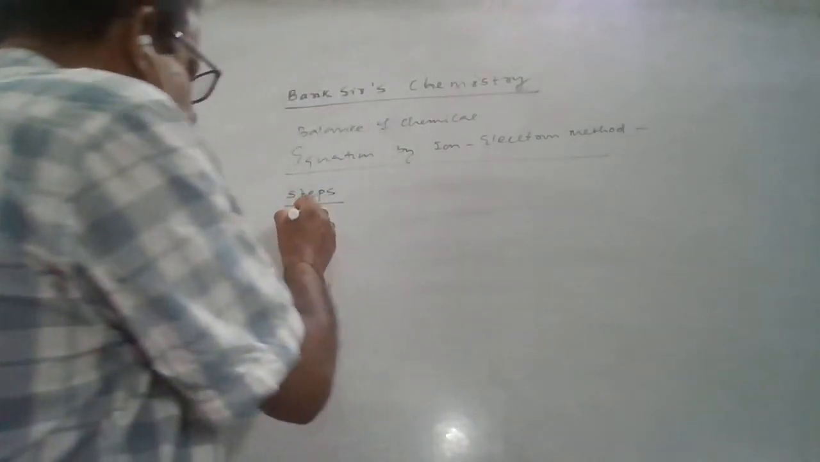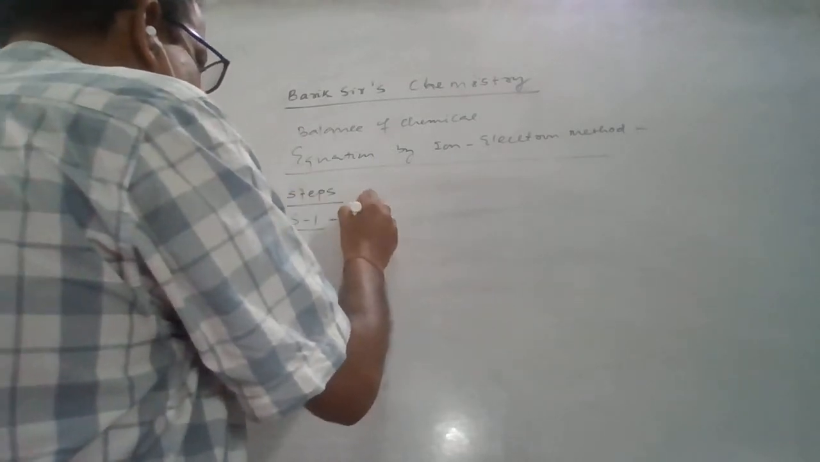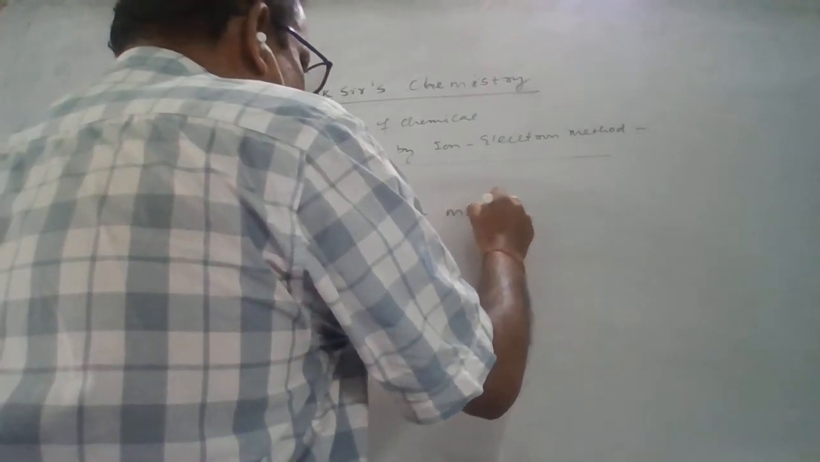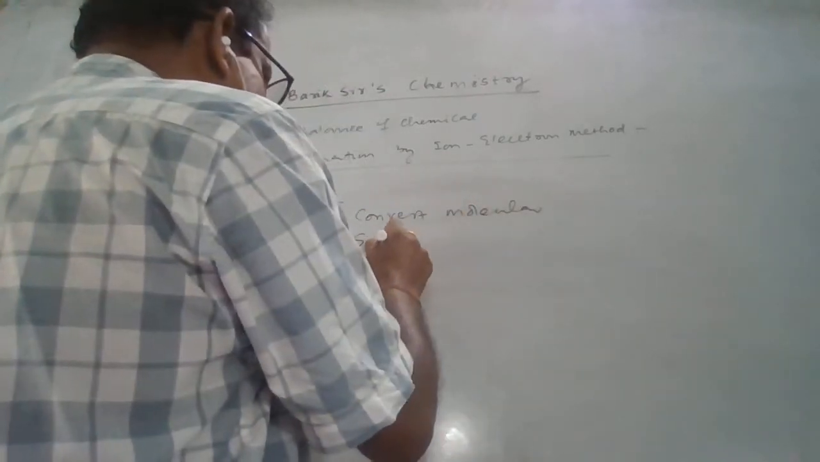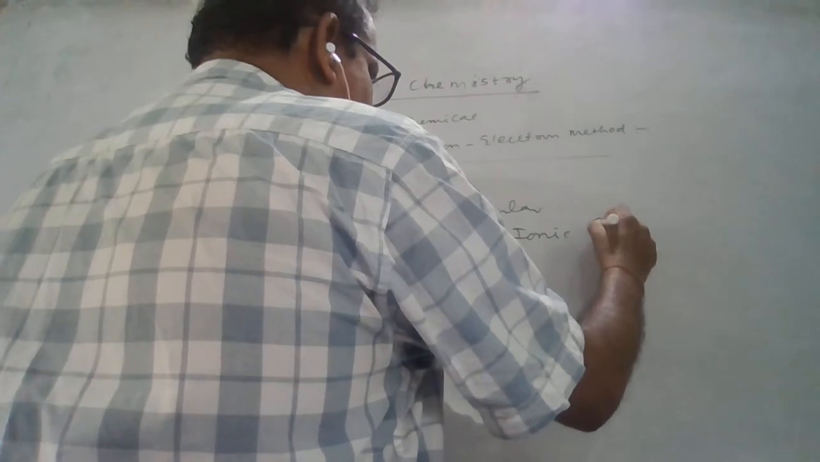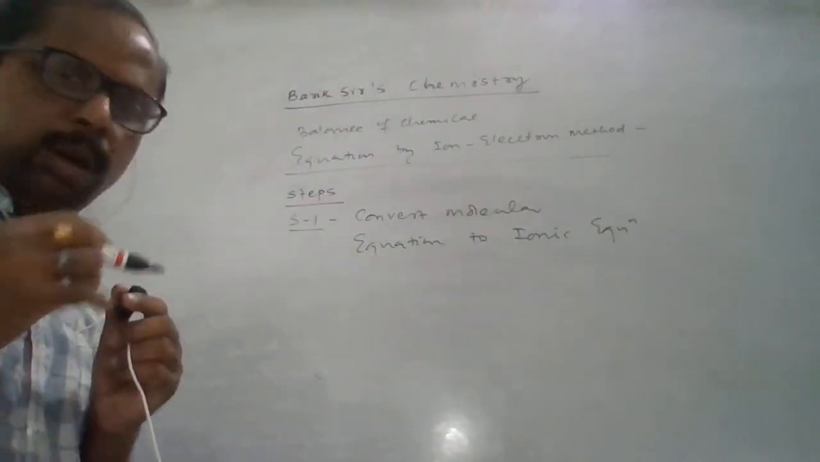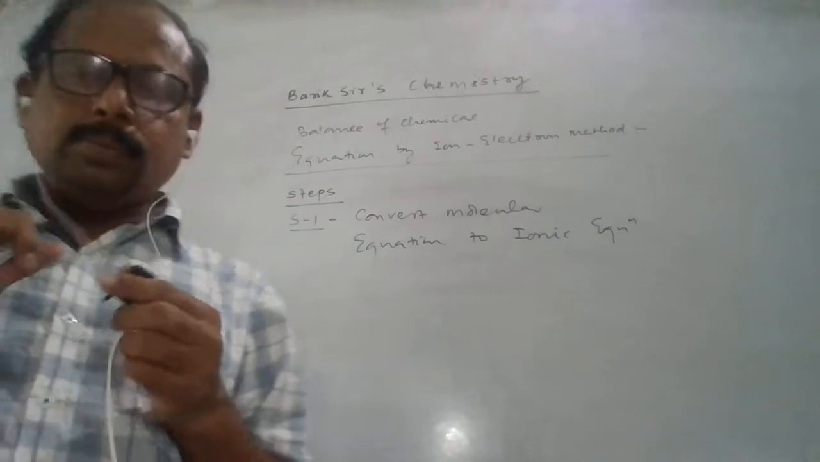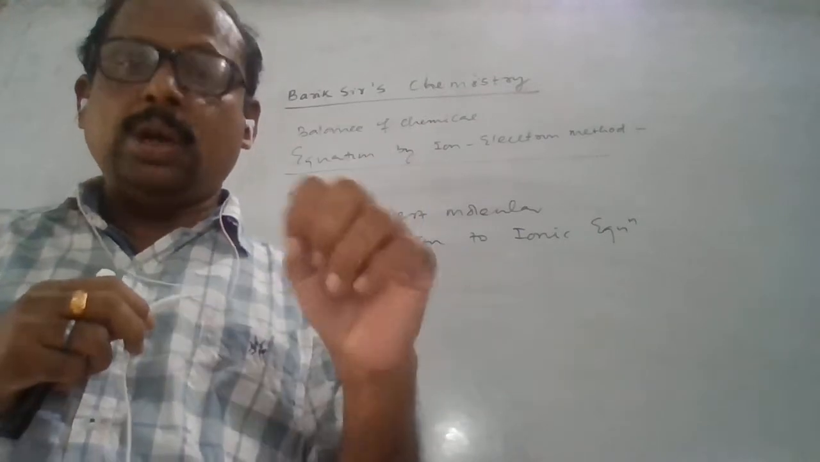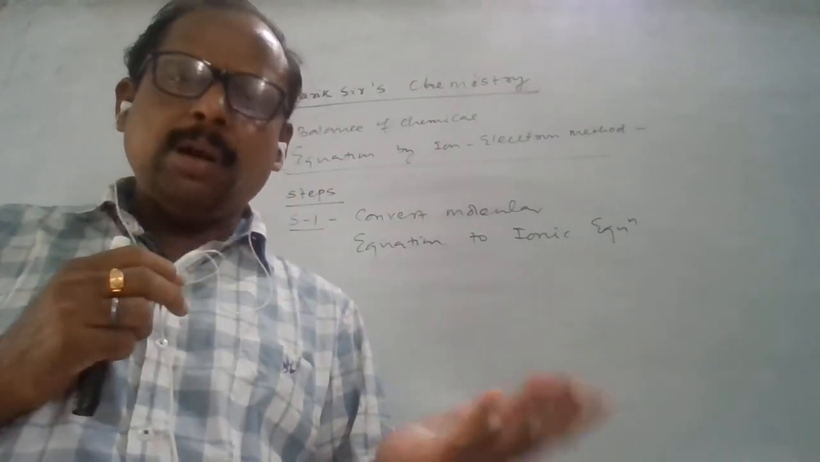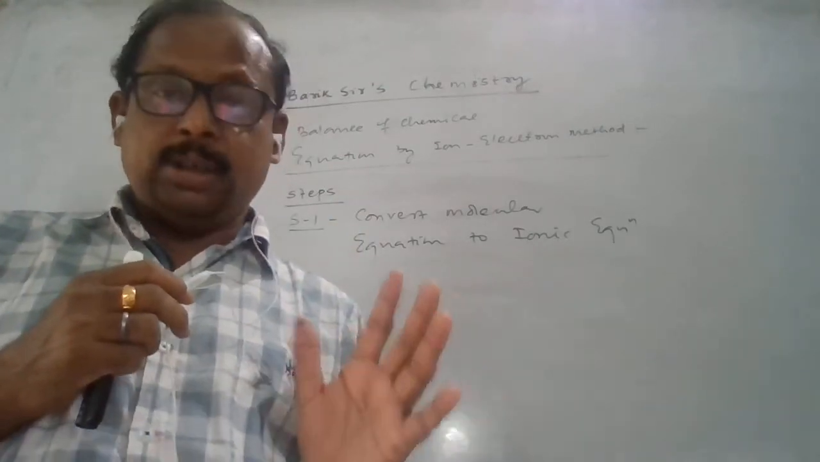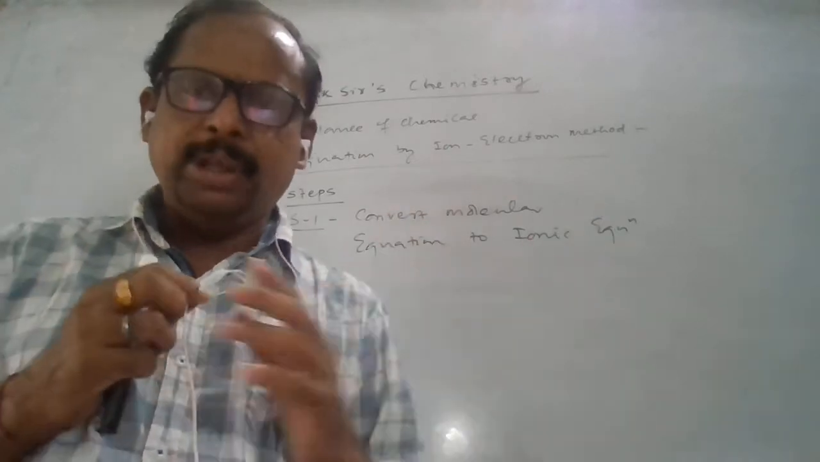The different steps. Step 1: convert the molecular equation to an ionic equation. If it is given in molecular form, then our first duty is to convert it to ionic form. And if it is given in ionic form, most of the time ionic form is given, there is no need to convert anything. That step will be omitted, not required.